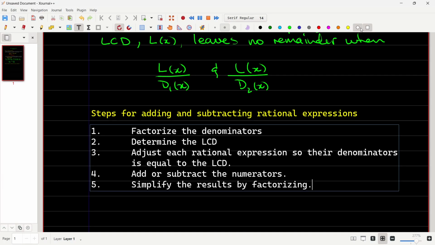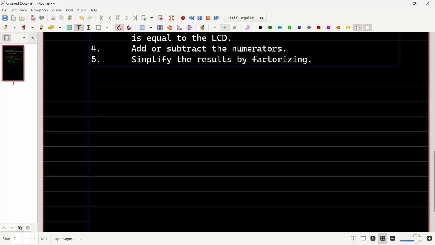All right. These steps are very simple, straightforward to do. They sound cumbersome, they sound long, and it looks like a lot to do, but it's not. Let's do some examples and you'll see what I'm saying.